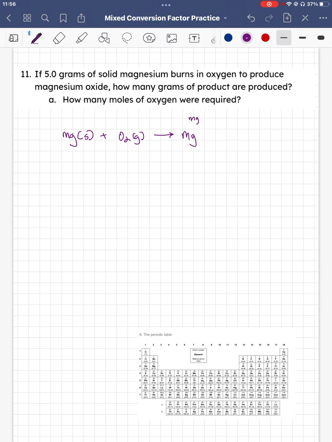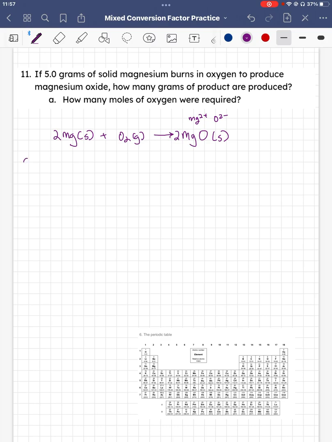Mg forms an Mg2 plus ion. Oxygen forms a 2 minus ion. So I make MgO. And MgO would likely be a solid. And now I just need to balance my equation. 2 and 2. And now I'm balanced.